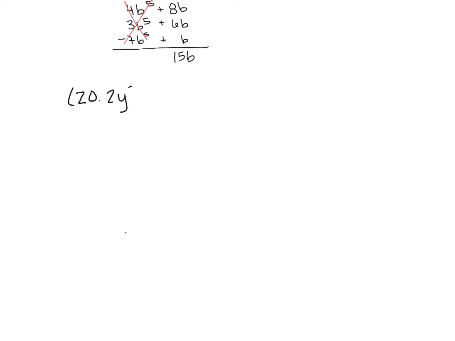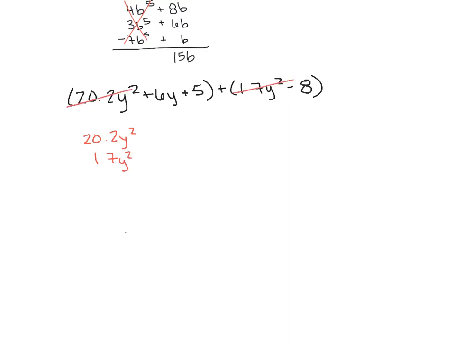20.2y squared plus 6y plus 5, plus 1.7y squared minus 8. So now my like terms, setting your problem up vertically is identifying your like terms. It's just a different way of identifying them rather than going horizontal.